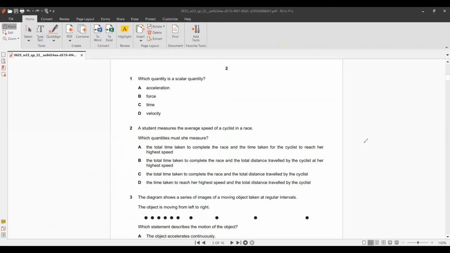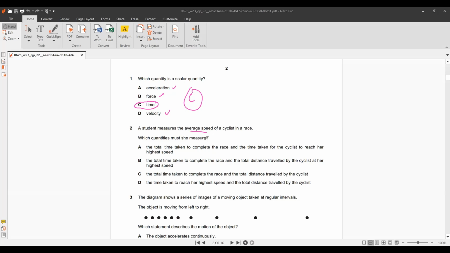Very first question is easy. They have asked us out of these quantities, which one is a scalar quantity? Acceleration is a vector quantity, force is a vector quantity, velocity is a vector quantity, leaving us with only one option, which is C. The second question is, a student measures the average speed of a cyclist in a race.